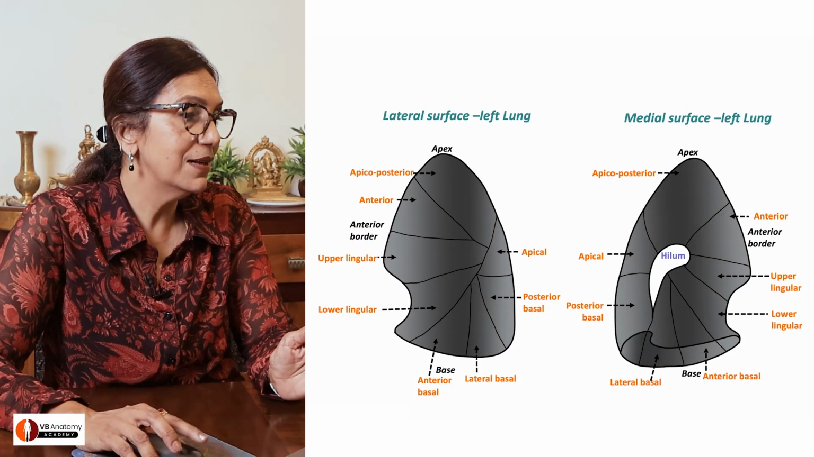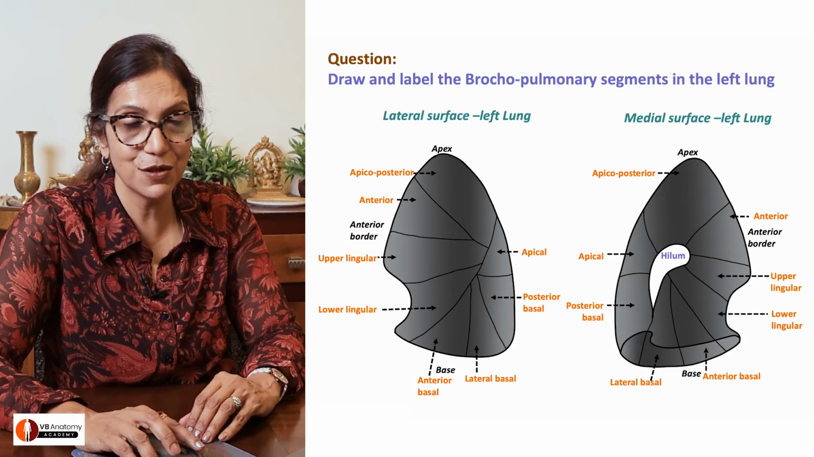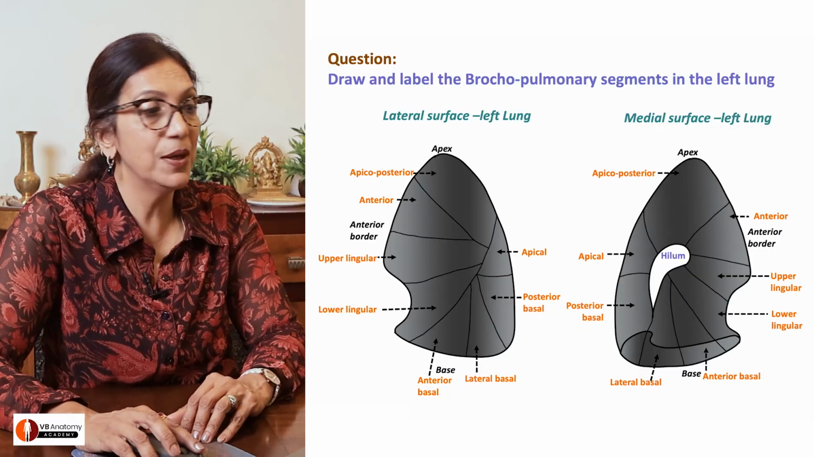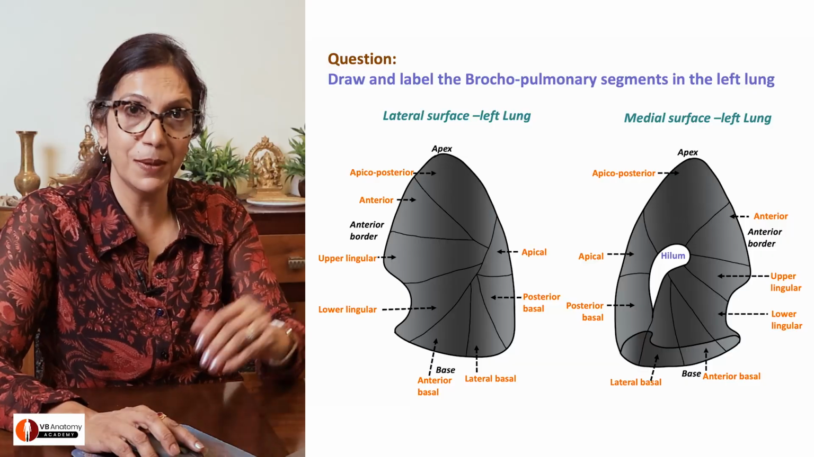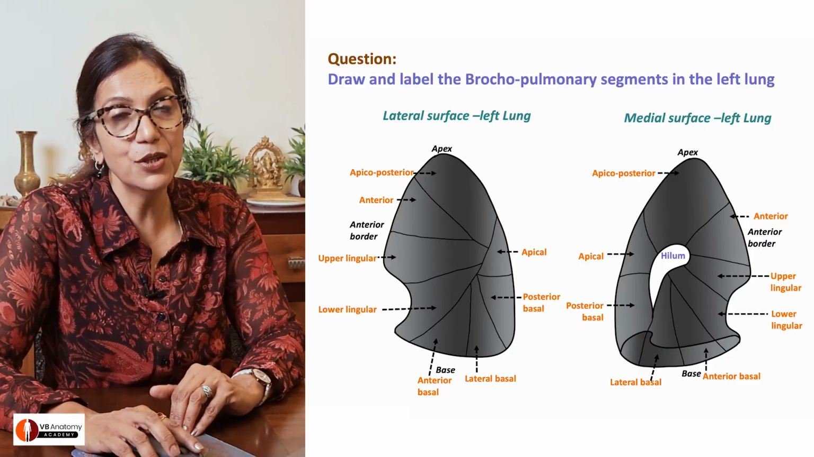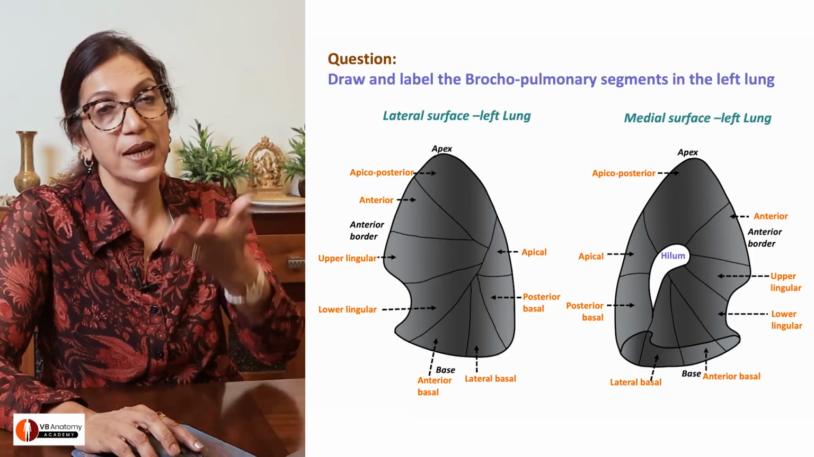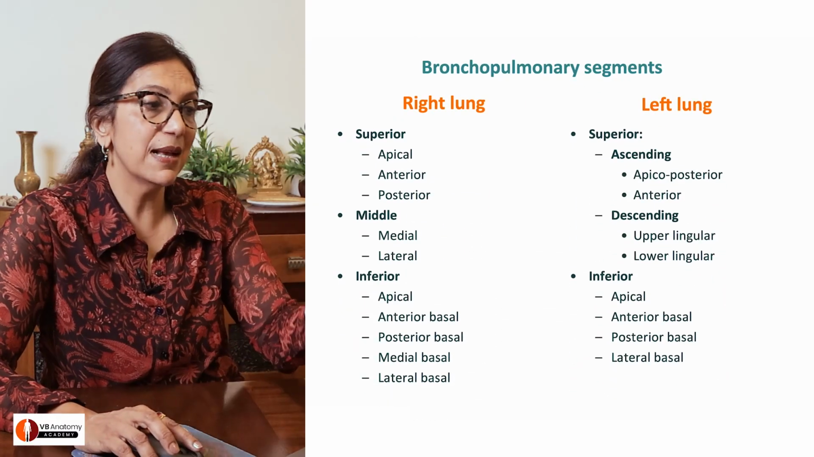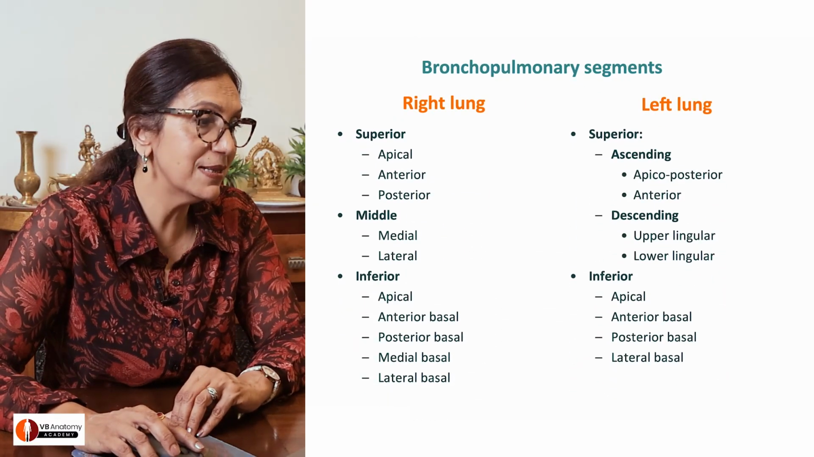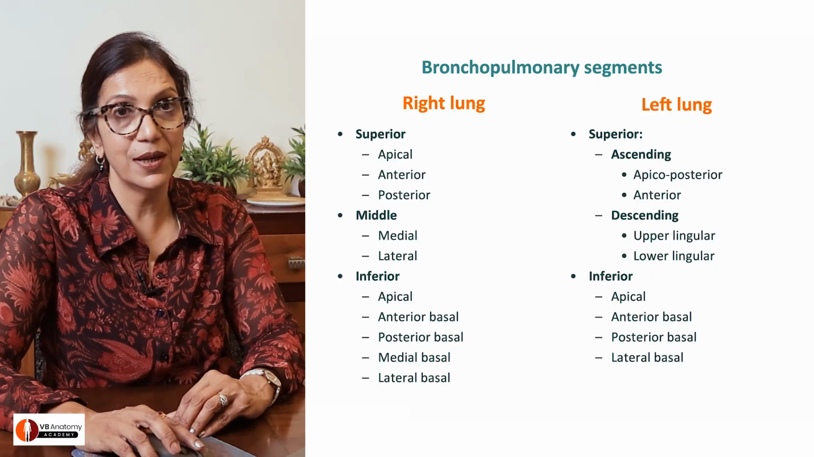So this is the lateral and the medial surface of left lung. Draw and label the bronchopulmonary segments in the left lung comes as a very common question, and use this image to draw. Otherwise, use my next video to draw. So this is the summary of the bronchopulmonary segments, 10 on the right, 8 on the left.